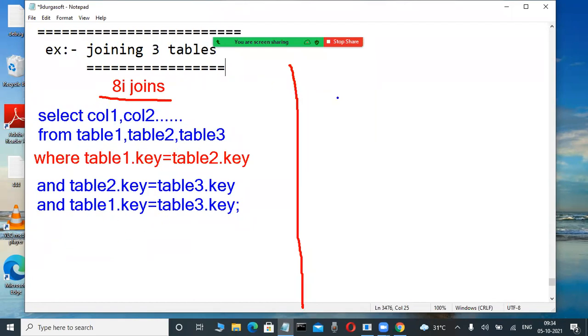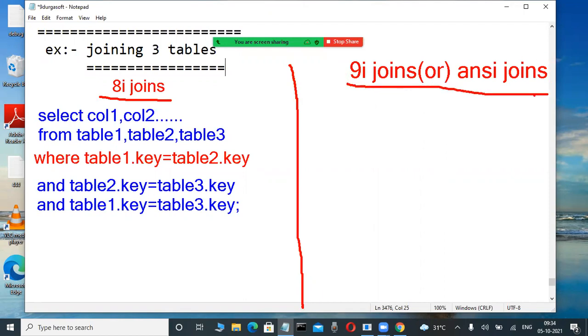But 9i joins, anybody guessing what 9i joins are? Don't write it here. 9i joins or ANSI joins. ANSI joins means, in all the databases, joining three tables is totally different. Anybody guess it? That's why up to now we have not talked about three tables in 9i. Now check it out.